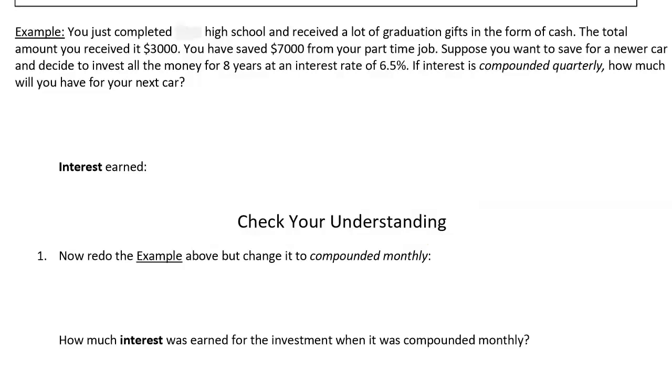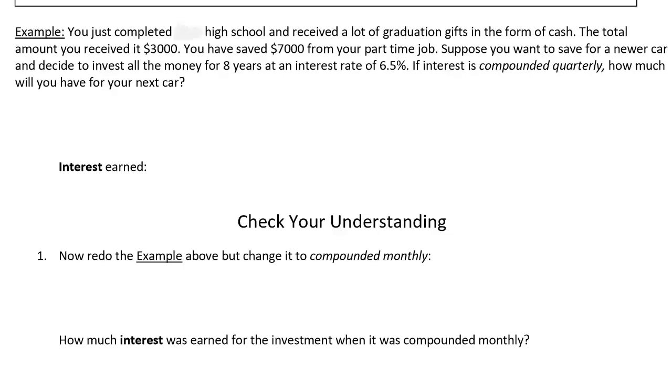This problem says you just completed high school and received a lot of graduation gifts in the form of cash. The total amount you received was $3,000. You have saved $7,000 from your part-time job. Suppose you want to save your money for a newer car and decide that you're going to invest all the money for 8 years at an interest rate of 6.5%.